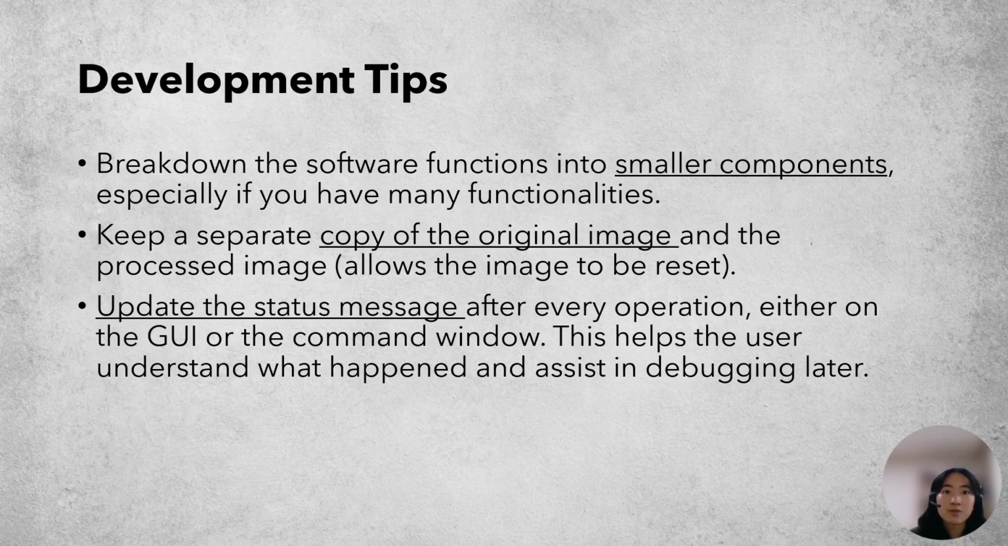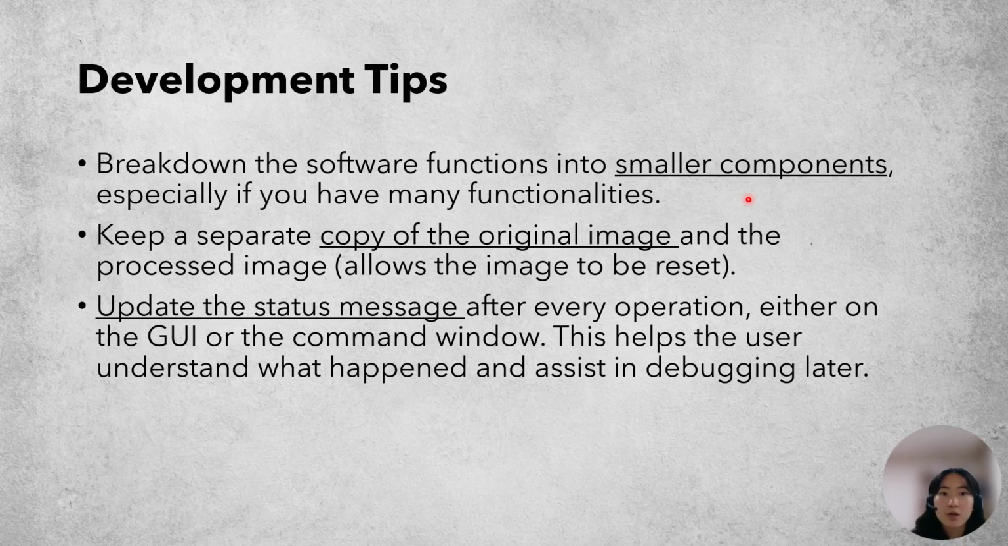So some of the development tips I have are basically you want to break down the software functions into smaller components, especially if you have many functionalities. In this case, I had 29 different image processing tools, and having all of them in one main function didn't make sense. So breaking it down into little functions, as well as having some helper functions, definitely helped out with the development.